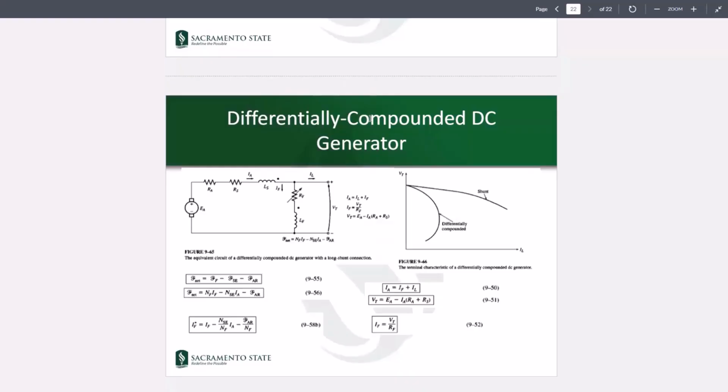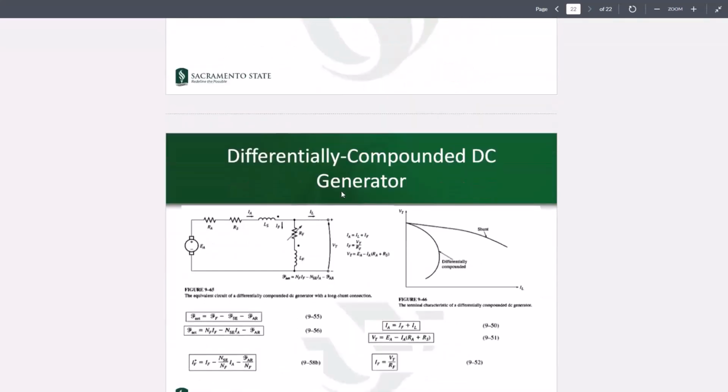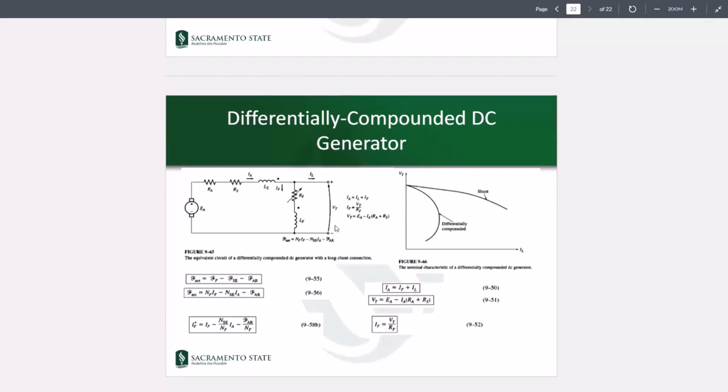For the differentially compounded generator, though, you would get a worse characteristic with respect to the shunt generator, as can be seen. And these are the relationships. The series field winding would be subtracted from the shunt field, just like the armature reaction, if that makes sense. So mostly we would use the cumulatively compounded rather than the differentially compounded generator because, as you can see, the characteristic here is very poor and can become nonlinear very fast.